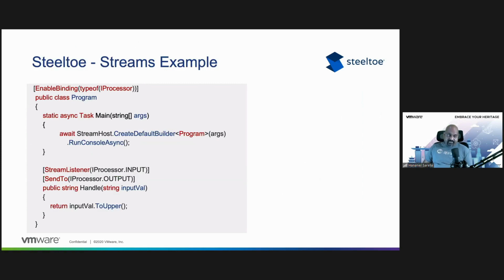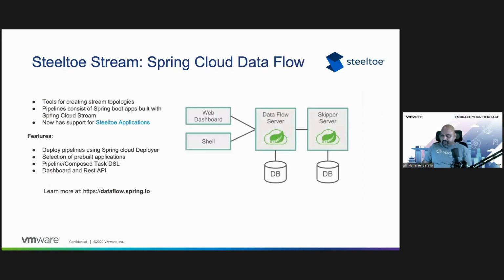Here's an example of a streams application, and you have three simple steps. You have a custom host that we've built to support the runtime components of this long-running application. We have some annotations that help you set this up, in this case, as a processor, for example. And Steeltoe does everything else for you, creating queues or topics on the broker and making it very easy to communicate.